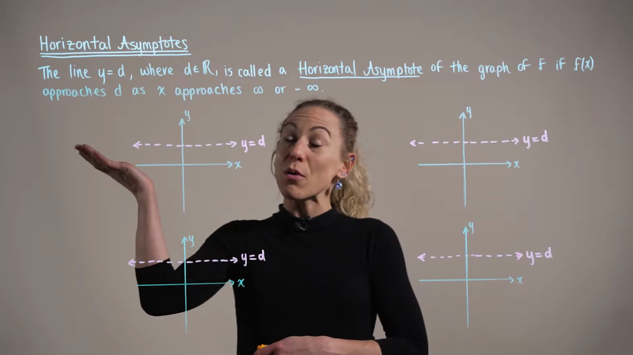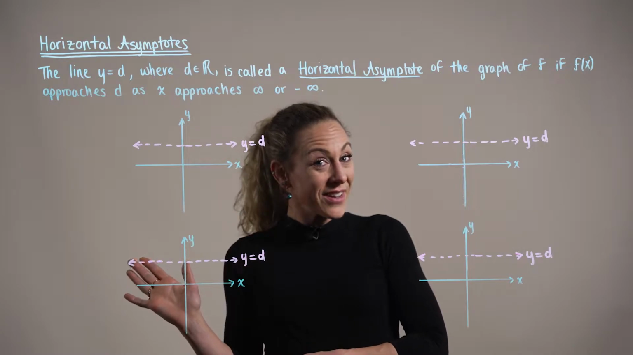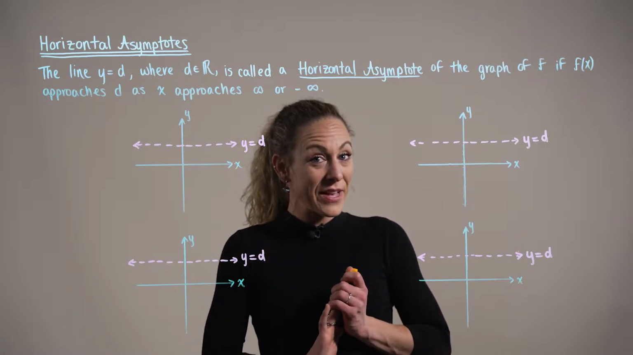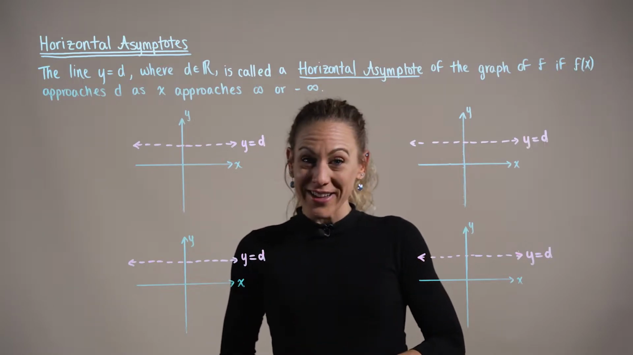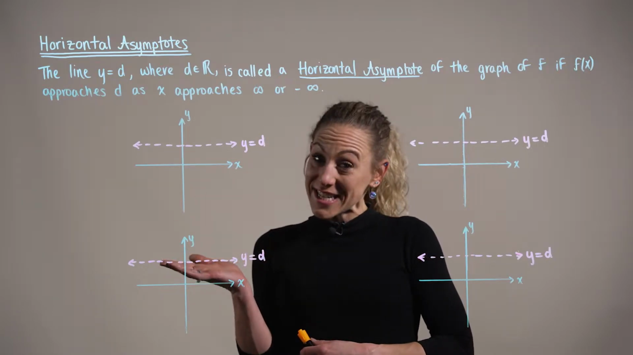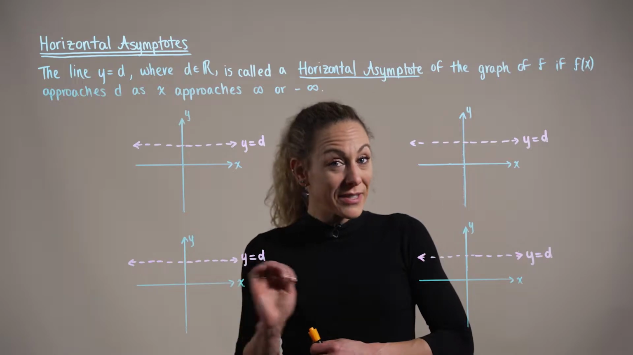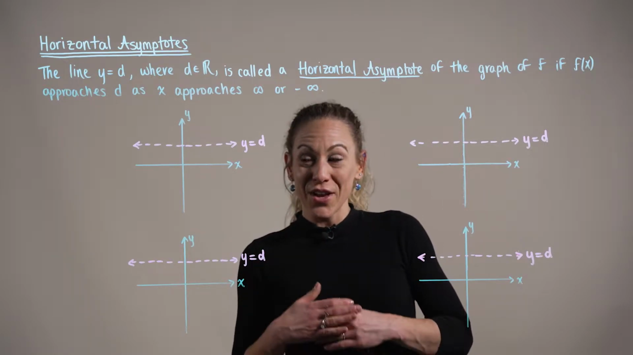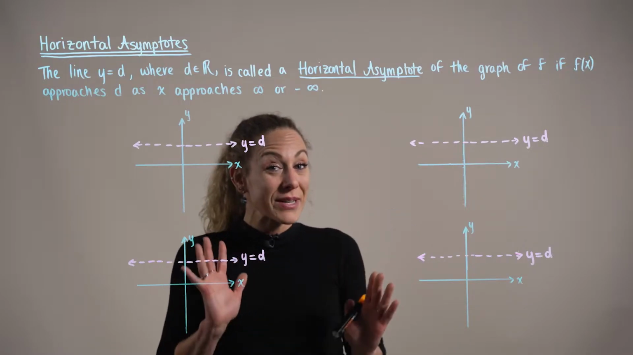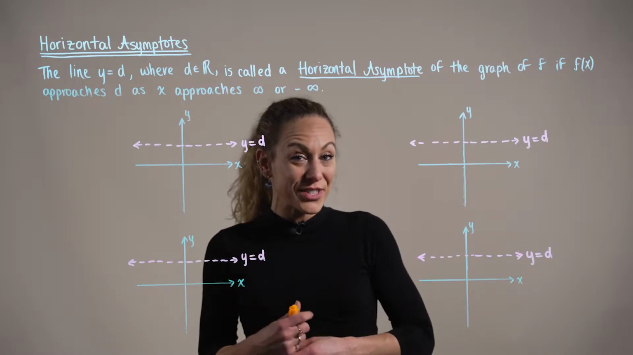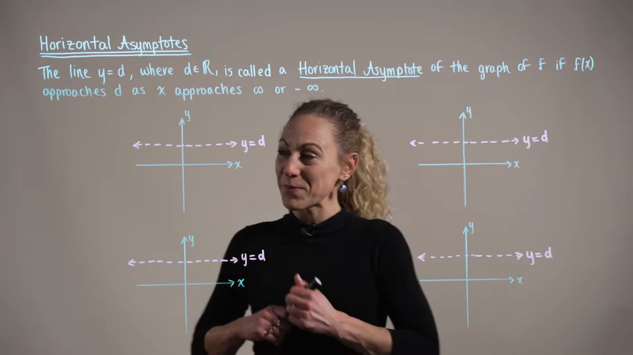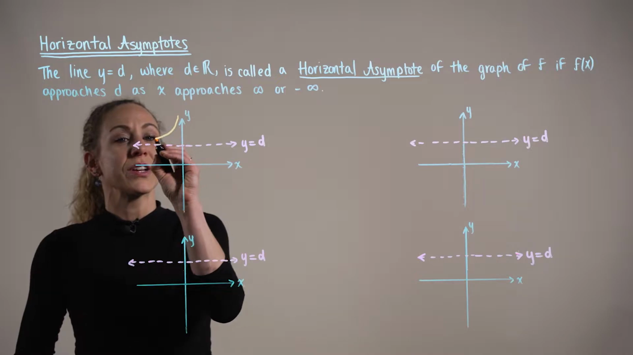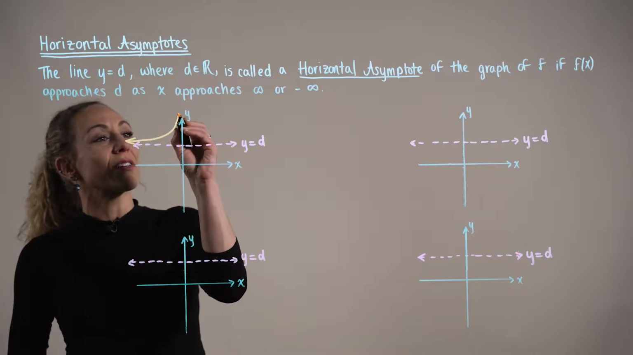Now, the line y equals d, where d is a constant, is called a horizontal asymptote of our graph f if the y values f of x are approaching this constant d as x approaches positive infinity or as x approaches negative infinity. So there's several different cases that we need to consider here to help us better understand these horizontal asymptotes.